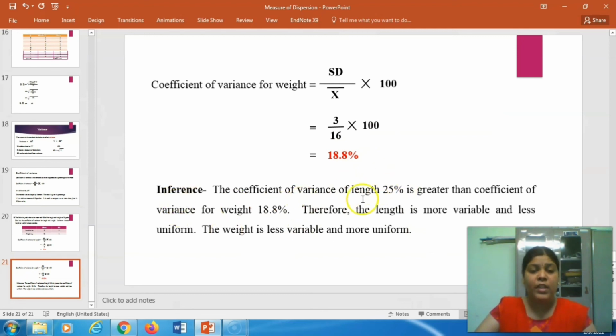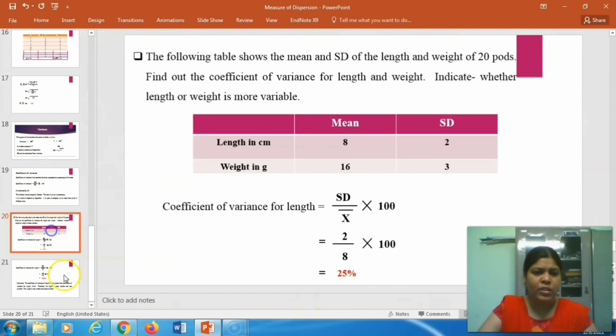After that we have to draw the inference. The coefficient of variance of length, 25%, is greater than the coefficient of variance for weight, that is 18.8%. Therefore, the length is more variable and less uniform. The weight is less variable and more uniform. This is the inference we can draw from the given data.